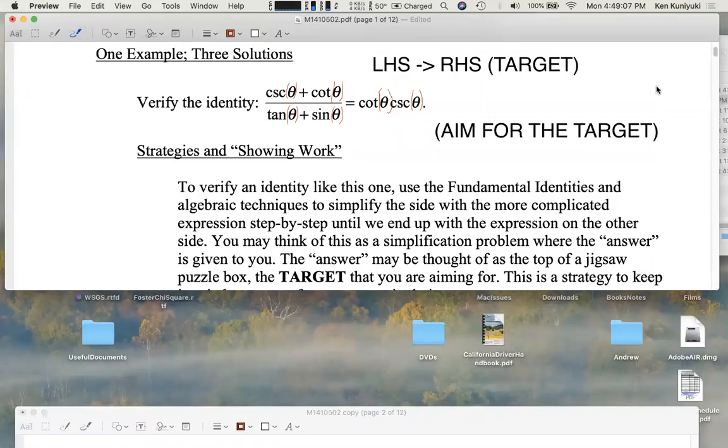Hi everyone, we're continuing with verifying trig identities. In my previous video, I showed what I thought was a superior solution for verifying this trig identity. I'm going to show you three other solutions I used before I got to my best solution. And as I stumbled along, I learned a lot.